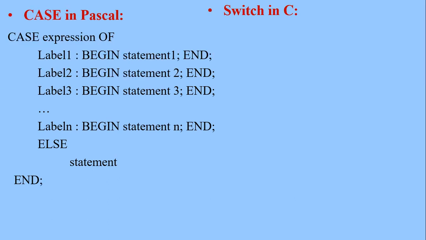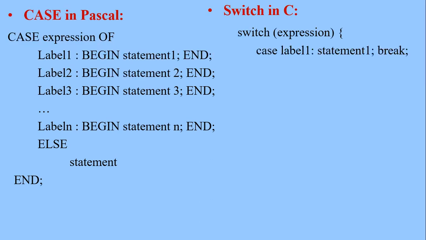For switch, we do it the same. In switch, we have the expression, and then the difference. Look at the difference, my dear students, and the rest of the learners. Here we have case label 1, statement 1, then break instead of end. So in Pascal, you just wrote case expression of. In C, we write switch expression. We don't say of. We use that left brace there.